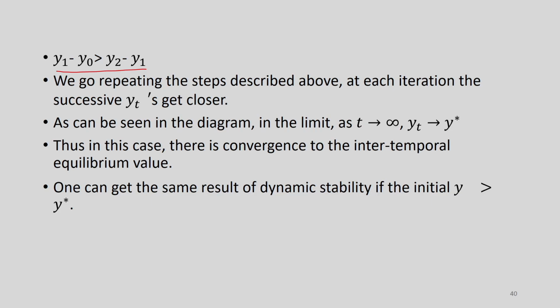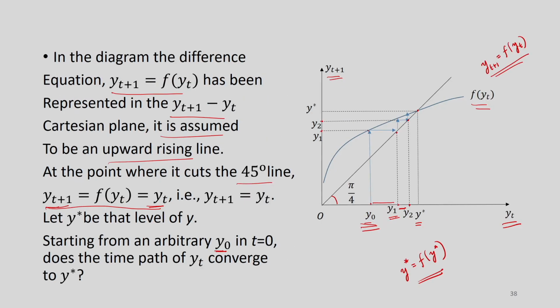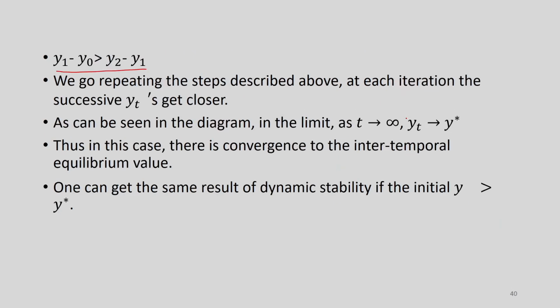As can be seen in the diagram, in the limit as t goes to infinity, y_t goes to y star. All right. So, this is how it is happening. First you go here, then you go here, and like this you ultimately reach y star. So, these are the arrows one can draw to show how the path is demarcated. So, in this case there is actually dynamic stability. Thus, in this case there is convergence to the intertemporal equilibrium value. As t goes to infinity, y_t actually tends towards y star.